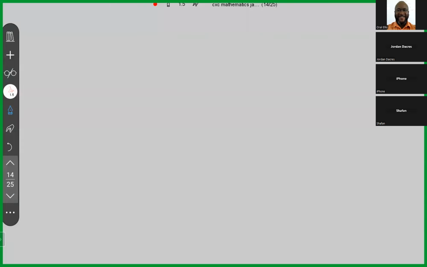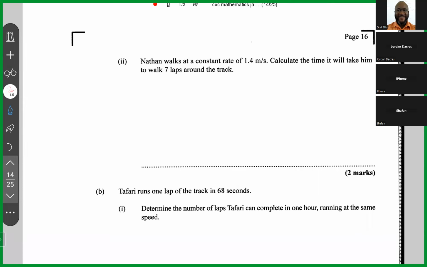Next, we are told that Nathan walks at a constant speed of 1.4 meters per second. We're asked to calculate the time it will take him to walk 7 laps around the track. So first of all, let's get the distance. What is the total distance for 7 laps? If he's going around the track 7 times, the total distance is 350 times 7, because the distance one time around the track is 350. This is 2,450 meters.